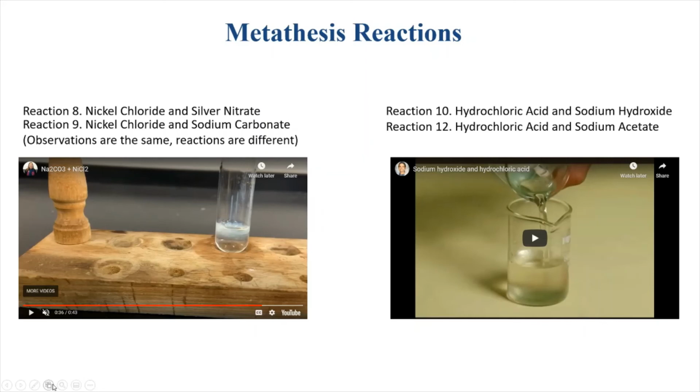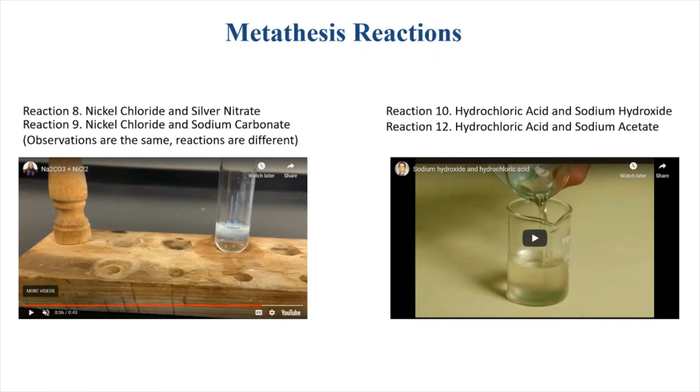Now, let's talk about what happens with the nickel chloride and the silver nitrate. So reaction number 8, when you add the silver nitrate into the nickel chloride, or vice versa, you would get something that looks very much the same. However, with reaction number 8, when you centrifuge that down, what you would have is a white precipitate at the bottom, and the supernatant would have a slightly greenish color. Okay, so that should tell you about where the nickel is in those two precipitates.